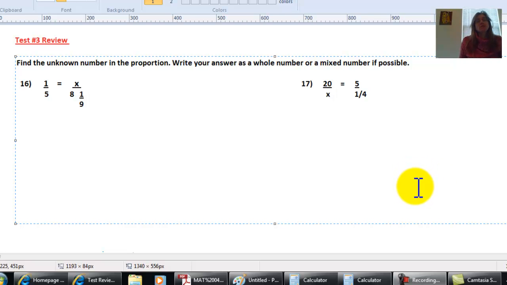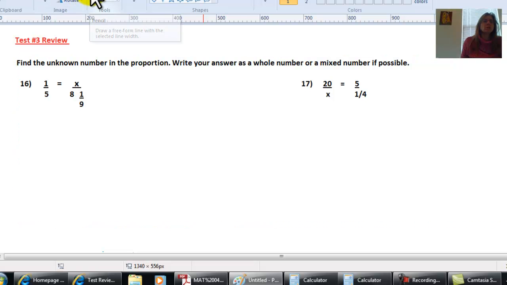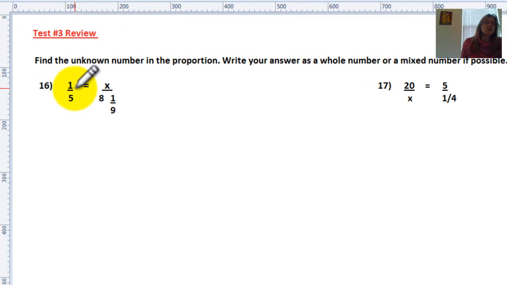Okay, so on test 3 review, this is 16 and 17, and you're going to find the unknown number in the proportion, that's finding the x, and then we're going to write our answer as a whole number or a mixed number. So they're looking for a fraction as an answer or a whole number. So we do it the same way we do the others. It's not any different. When you have a proportion, you do the cross multiplication to solve for it.